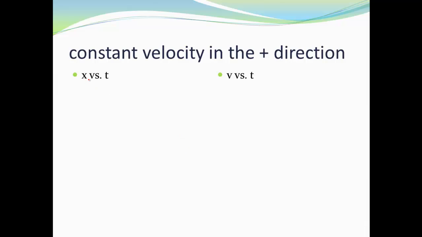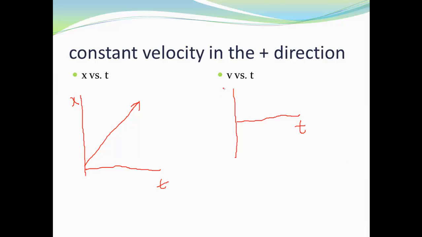Constant velocity in the positive direction. In this case, we've got our position versus time. Constant velocity in the positive direction would look something like this. For v versus t, since it's a constant velocity, it's staying the same and it's positive, whatever the value is, it'll be a straight horizontal line at that value.